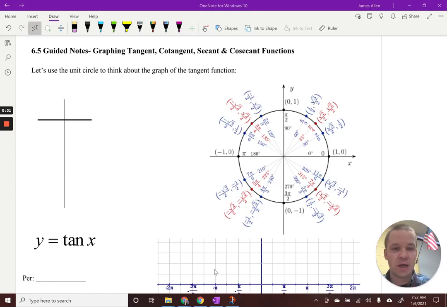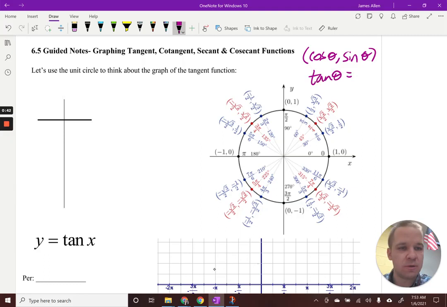So first off, I know that my ordered pairs here are cosine of theta, comma, sine of theta. And I know that tangent, as a review of our unit circle, is equal to sine of theta over cosine of theta, right? It's our y over x. While we often refer to tangent as slope, changing y over changing x, y over x, sine over cosine. Awesome. Wonderful.